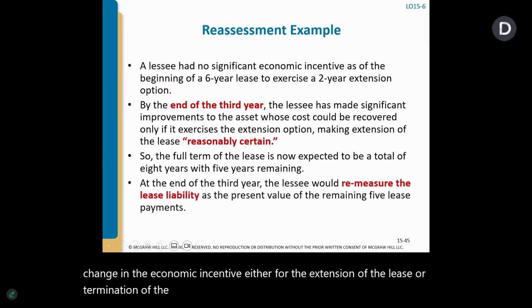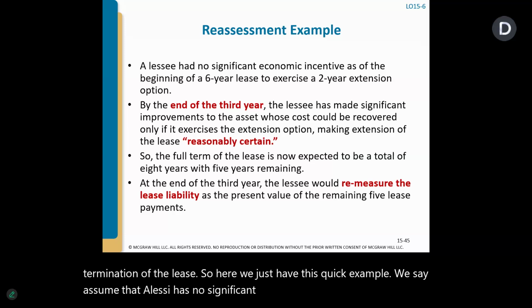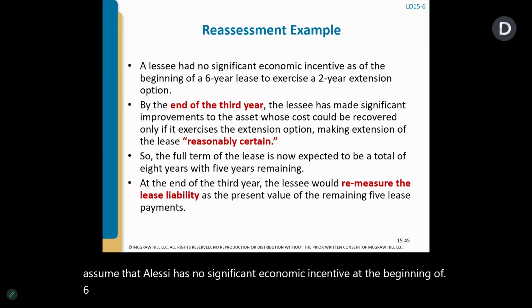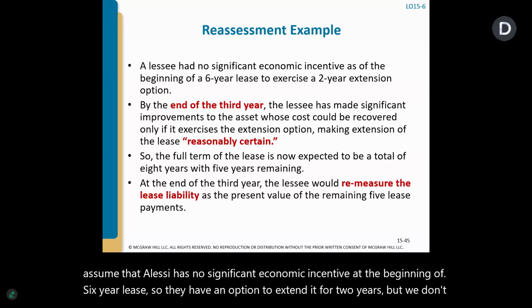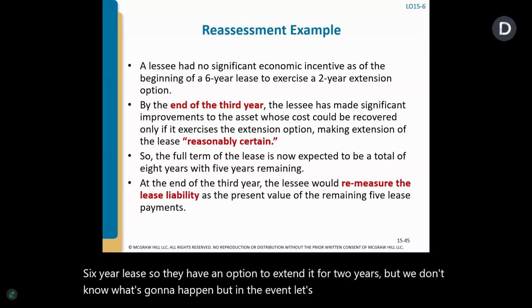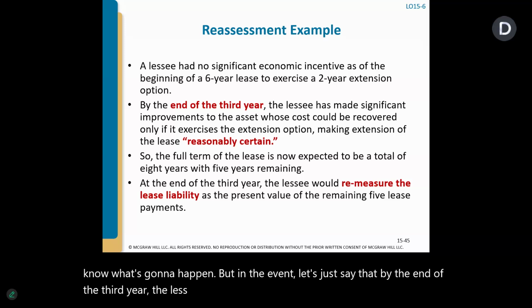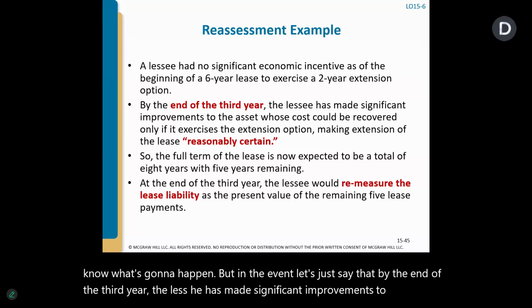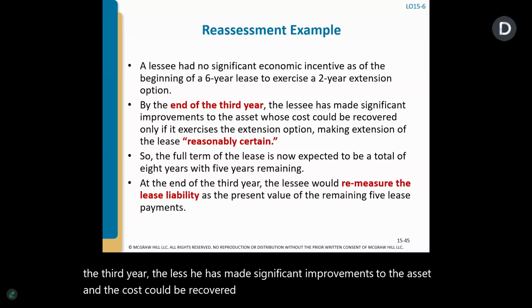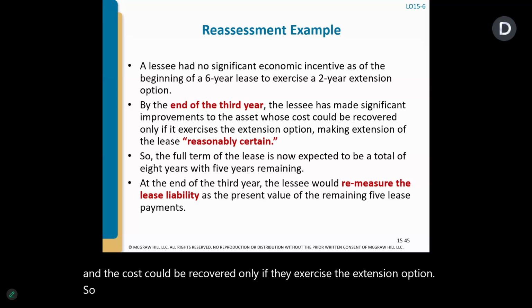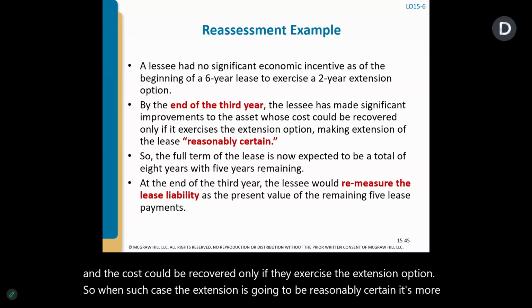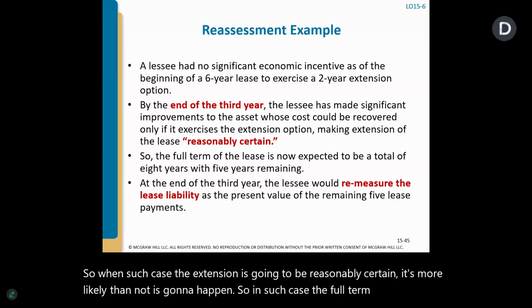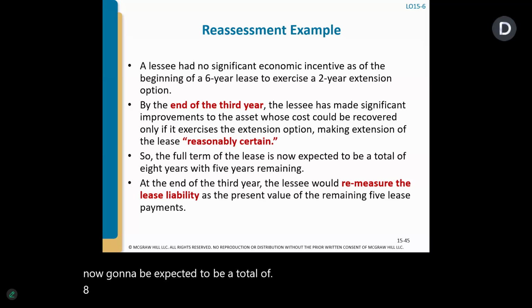So here we just have this quick example. Assume that a lessee has no significant economic incentive at the beginning of a 6-year lease. They have an option to extend it for 2 years, but we don't know what's going to happen. But let's just say that by the end of the 3rd year, the lessee has made significant improvements to the asset, and the cost could be recovered only if they exercise the extension option. In such a case, the extension is going to be reasonably certain. It's more likely than not going to happen. So the full term of the lease is now expected to be a total of 8 years with 5 years remaining.